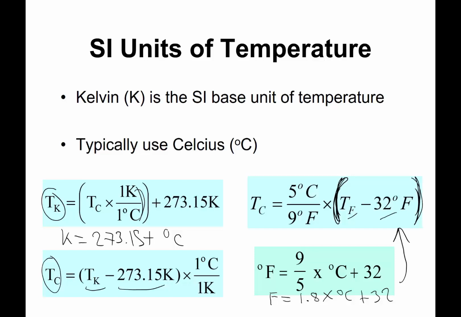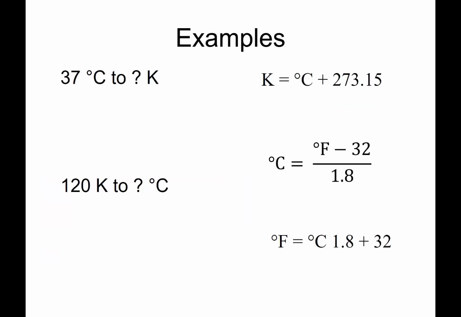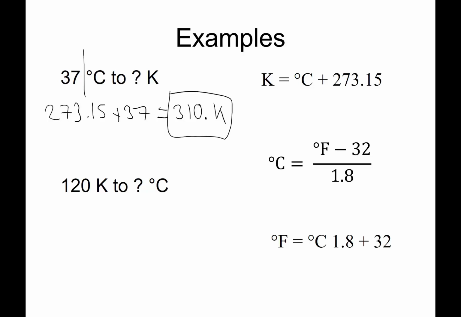You have access to these, so let's just practice a couple. If I'm converting 37 degrees Celsius to Kelvin, all I have to do is take 273.5 degrees and add it to 37 degrees, which equals 310 Kelvin. And I put the decimal there because we have 3 significant figures. This is an addition, and we can go out to the nearest degree. So the answer is 310 degrees Kelvin.